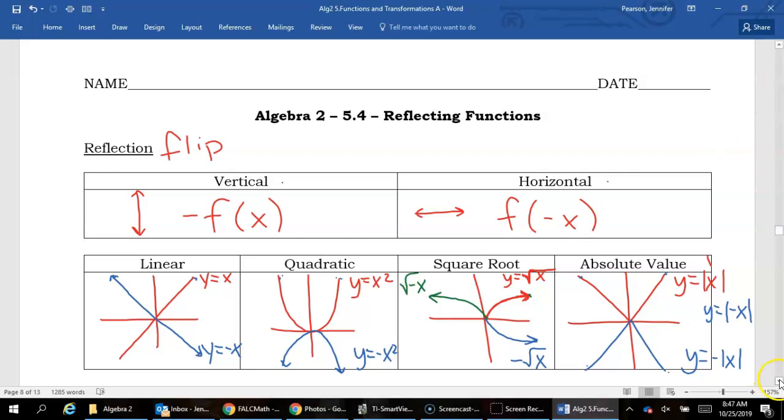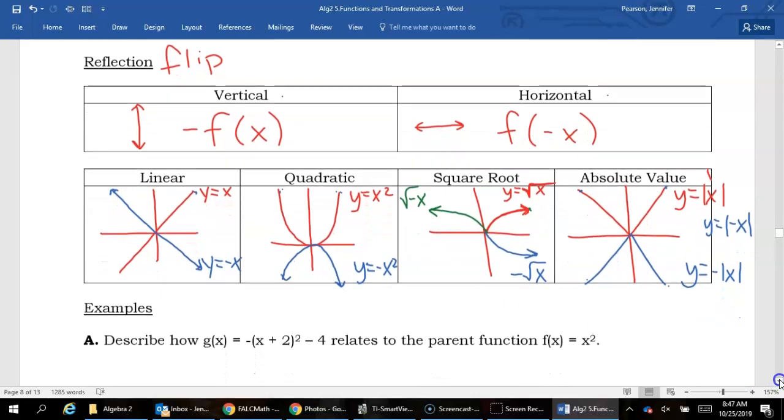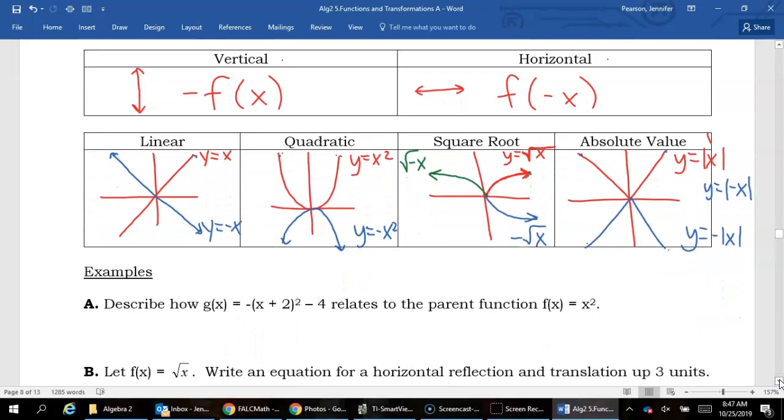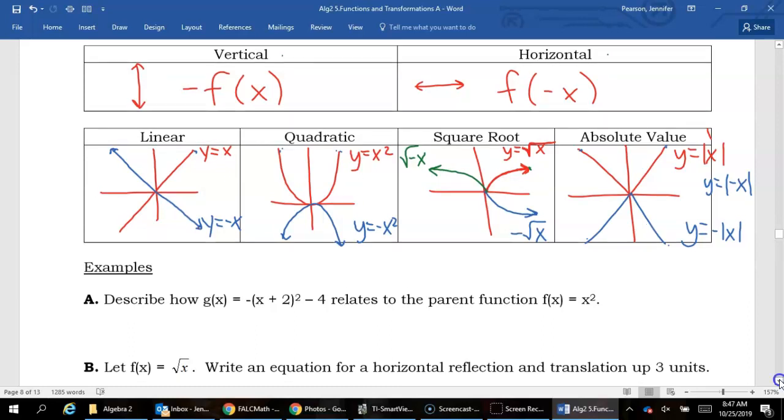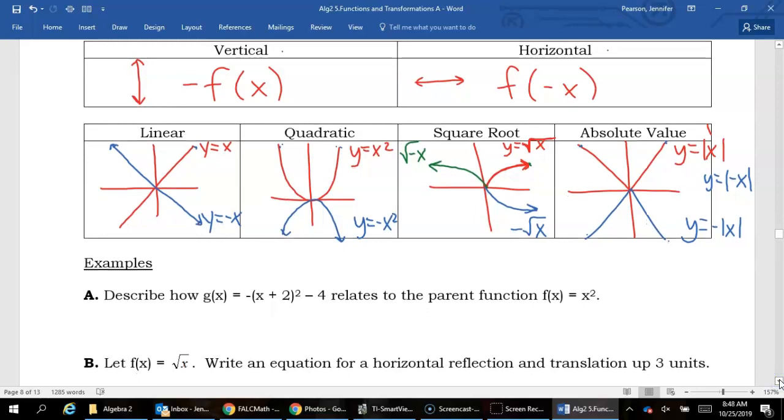Moving to the examples. Describe how g of x equals negative quantity x plus 2 squared minus 4 relates to the parent function f of x equals x squared. I see three things happening. I see a negative in front, I see a plus 2 inside, and I see a -4 outside. So the negative is the new thing we were talking about on this page.